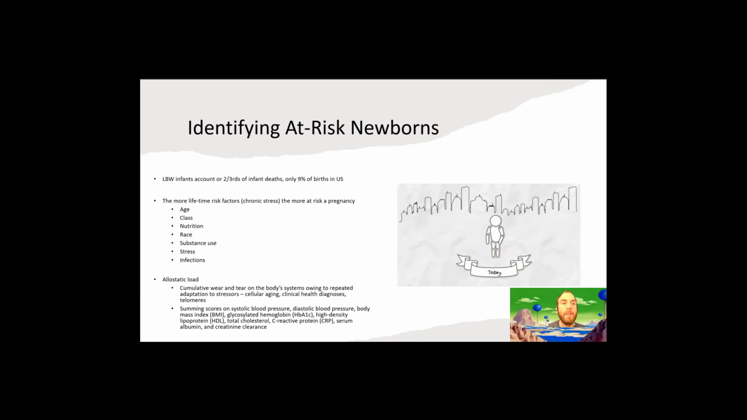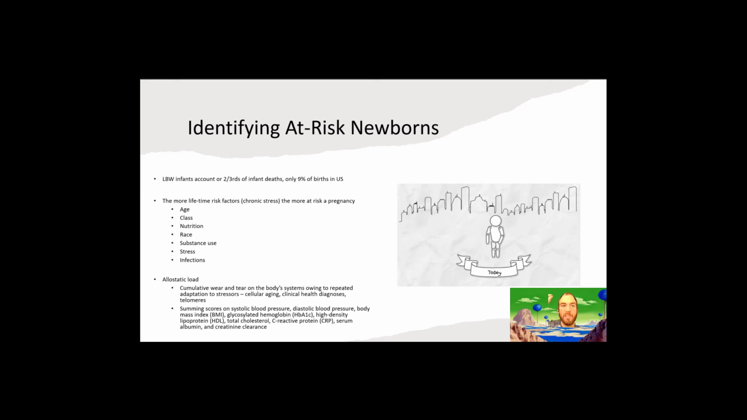So one term for this is allostatic load, which is the cumulative wear and tear on the body's systems owing to repeated adaptations to stressors: cellular aging, clinical health diagnoses, and telomeres. It involves summing scores across a number of biological outcomes. So this is kind of similar to ACEs, but it's a biological version.